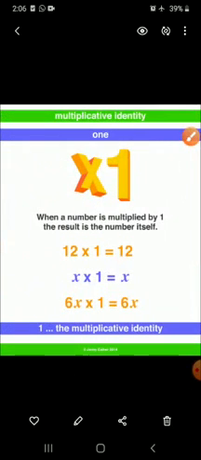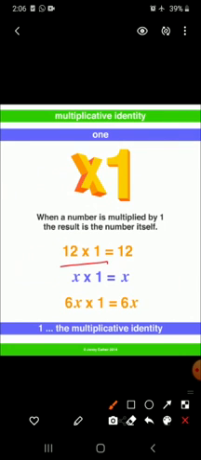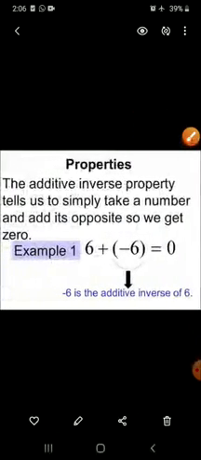Next one is the multiplicative identity. When you multiply 1 with any number, with 12 I multiplied 1, with x I multiplied 1, with 6x I multiplied 1, you will get the same numbers. See, whichever number you have taken, you will get the same number. So, this 1 is called the multiplicative identity.